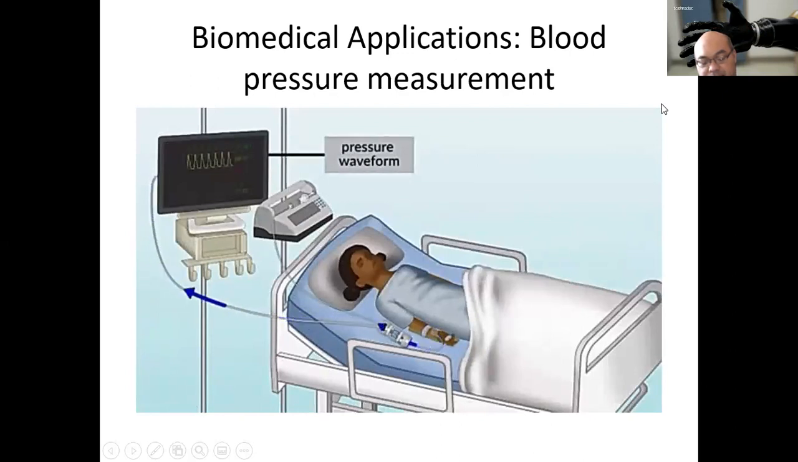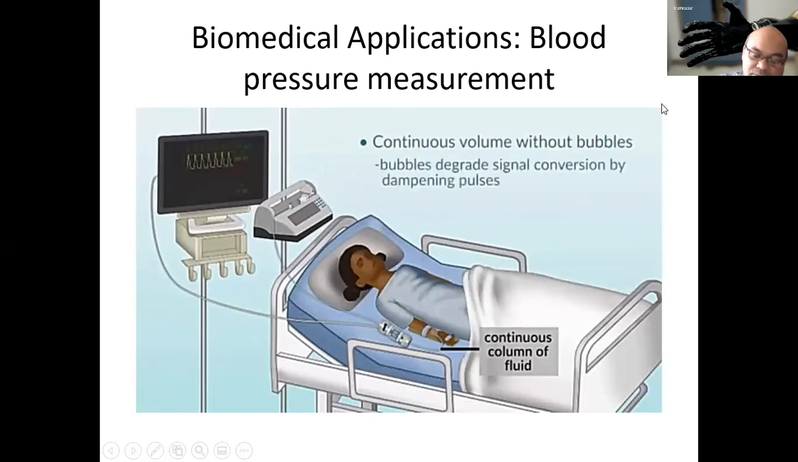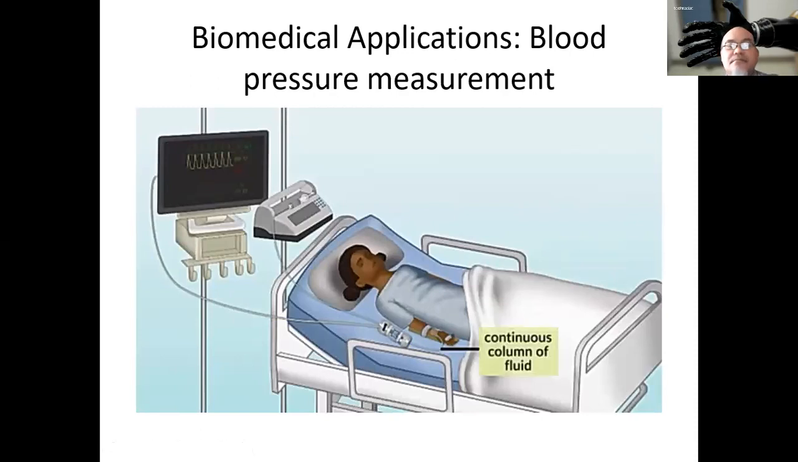And we're not going to spend a lot of time talking about electronically how that works, but suffice it to say that in order for a transducer to work, it has to be connected by a continuous column of fluid to the fluid in the patient's body in the system that you're monitoring, ideally with no bubbles in it, because as we'll talk about, the presence of bubbles in the transducer system degrades the conversion of the pressure signal to the electronic signal that we see on the monitor by damping out the pulses in the system.